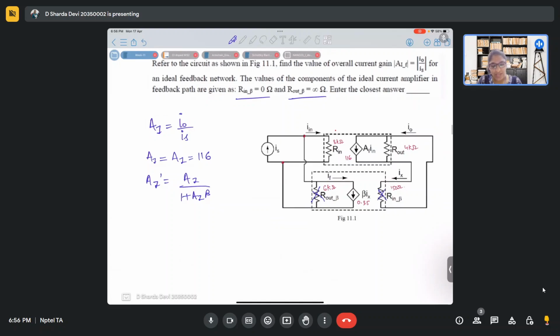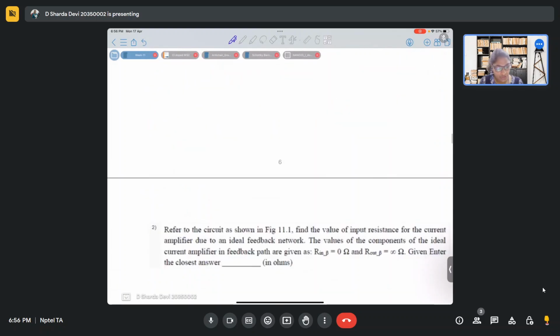So we have to keep that in mind. Here we have simply AI dash is AI by 1 plus AI into beta. So how much is it? 116 into 0.25. What will be the value that we'll get? 3.86, right? Yes, this is 3.86. Now moving on to the next problem.